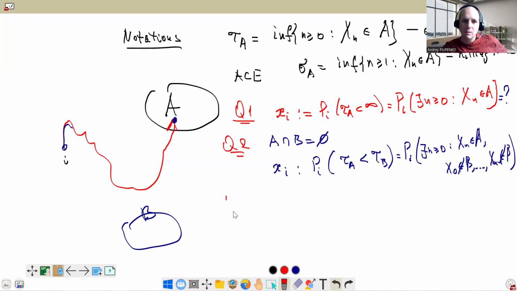The third question is, again, you have set A, and assume that tau A is finite almost surely, and find the expectation of the entry time to A. How much time should we wait until we hit set A? We solved a particular case of this problem when A was 0 and M, and we calculated the average amount of time before hitting 0 or M.